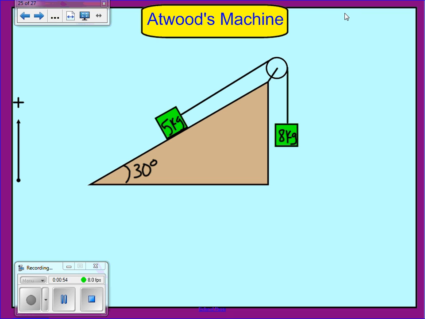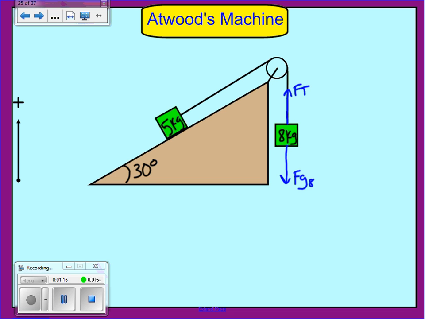Let's draw the easy one first, and that's the 8 kilograms. Think about what forces are acting on the 8 kilograms. You have force gravity going down, and I'm going to label that FG8, the force gravity of the 8 kilogram. And then you have force tension up, and that's all there is. Real simple there.